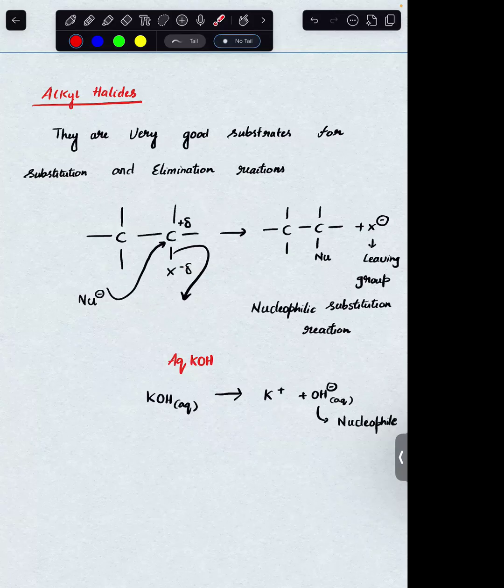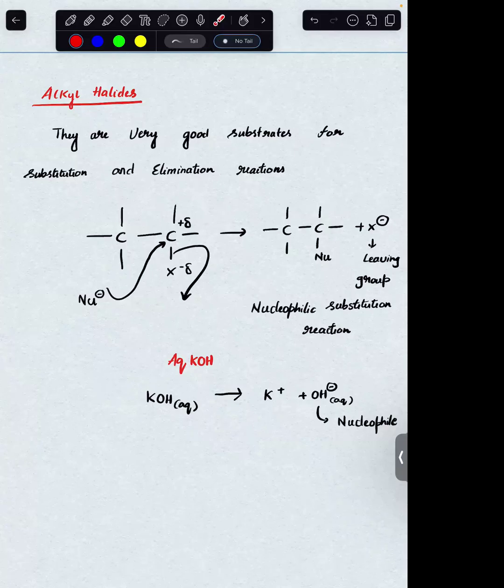Everyone, weaker the base, better is the leaving group. That is, it can easily leave the particular substrate provided it is a weak base. If it is a strong base, it will always have the tendency to attack back, or it will have greater interaction between the carbon and halogen. As a result, it is difficult to remove it. Hence, it becomes a poor leaving group.